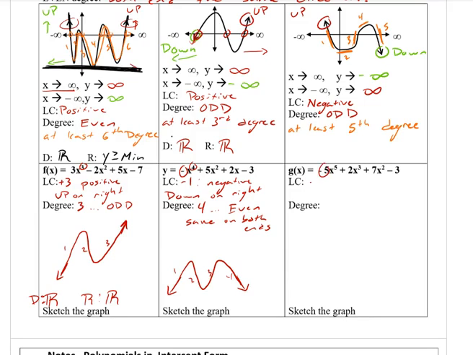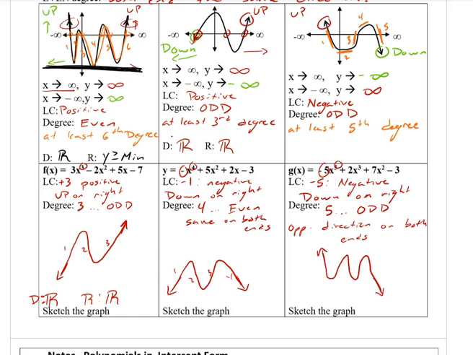And let's show the last one. Leading coefficient is a -5. That means negative, so down on the right. My degree is 5. That means odd. So it's going to be the opposite direction on both ends. So if it's down on the right, it's going to be up on the left. And I need 5: 1, 2, 3, 4, 5. And there you have it.